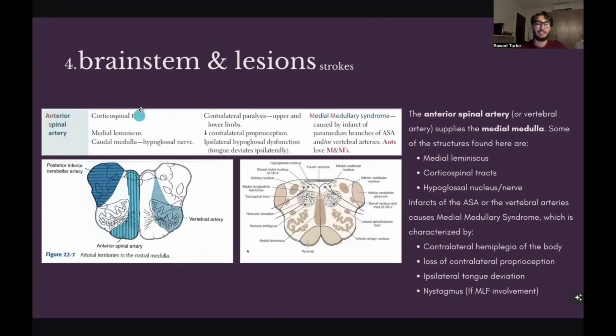Okay, so what's affected? Again, the midline structures, so the corticospinal tract, you're going to see contralateral paralysis, the medial lemniscus, which means decreased contralateral proprioception, and the hypoglossal nerve, so ipsilateral tongue deviation. Okay, and again, this is the anterior spinal artery or the vertebral arteries, but it's most commonly seen with the anterior spinal arteries, as you can see here. So these are the main structures that are going to be affected.